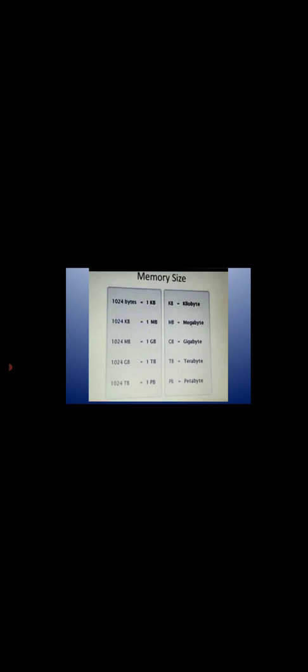The smallest unit of computer memory is the bit. 8 bits make up 1 byte. Computer memory is measured in bytes. Here are the different sizes of memory.